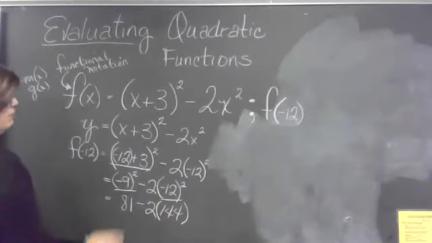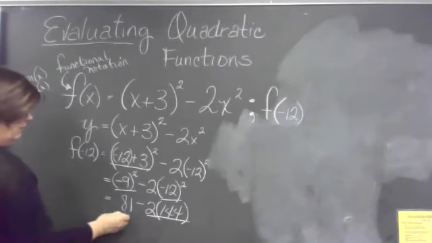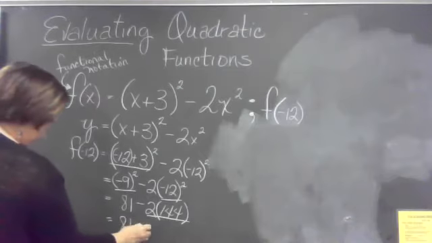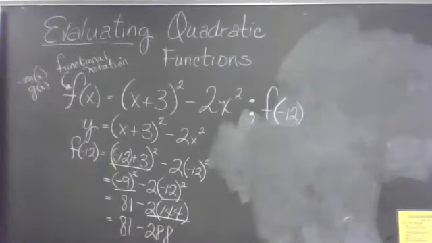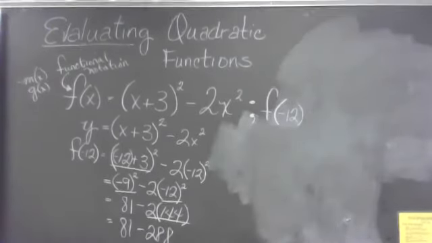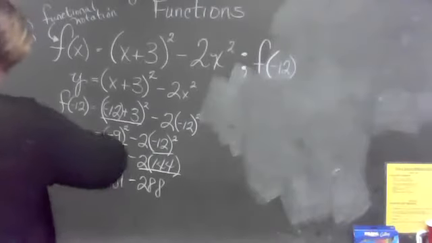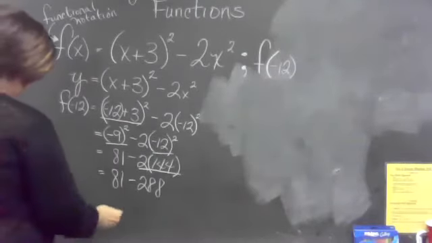Okay, I've finished all my parentheses and exponents. Now I'm to multiply and divide. Here's my multiply. So now I have 81, still on the screen, minus 288. I kind of need a calculator for that one. So I've got 207. Is that right?